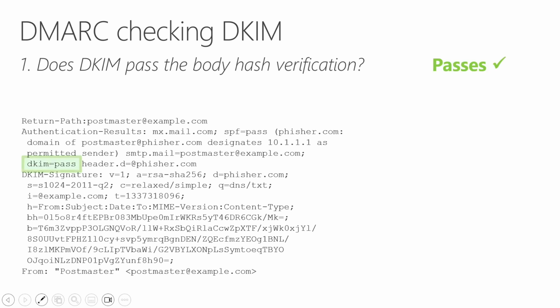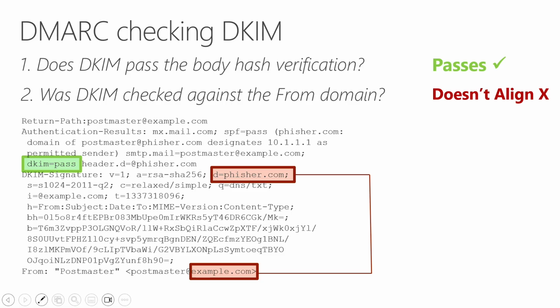Now, as far as a message that wouldn't pass, we're going to look at the DKIM hash again, and we're going to see that the DKIM hash does pass, but not the domains. Here we see that the d value inside of that DKIM header is fisher.com, but the from address is actually example.com. So this does not align, thus it does not pass.